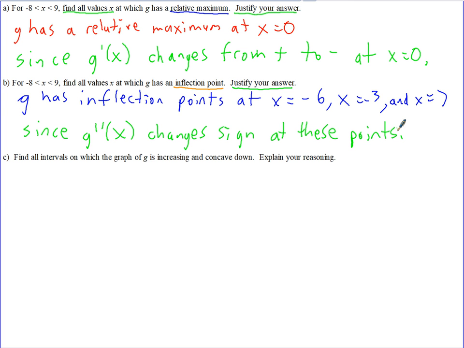All right, next let's take a look at part C. It says find all the intervals this time on which the graph of g is increasing and concave down. So those two things happening simultaneously. So increasing and concave down. Increasing is when the first derivative, g prime of x, is greater than 0, and concave down is when the second derivative, g double prime of x, is less than 0 or negative. So we're looking for where the first derivative is positive and where the second derivative is negative.